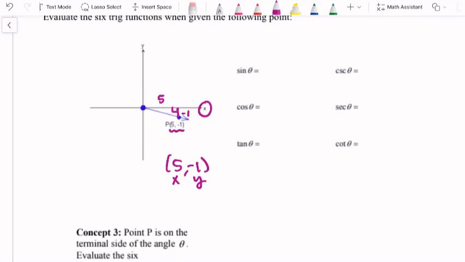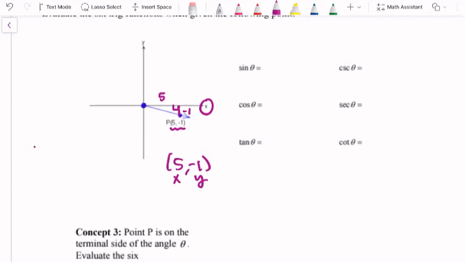In order to find the hypotenuse, we need to use the Pythagorean theorem. So I'm going to have 5 squared plus -1 squared, equal to c squared or h squared. In this case, let's call this r, because eventually we're going to call this side length our radius. So we need to find the length of that radius.